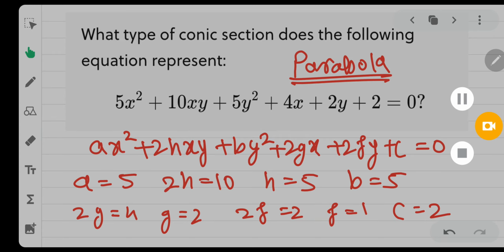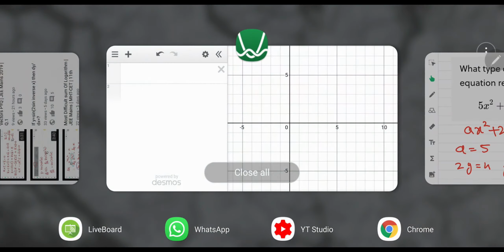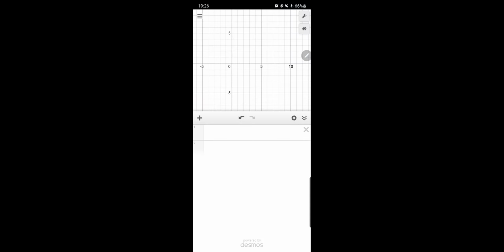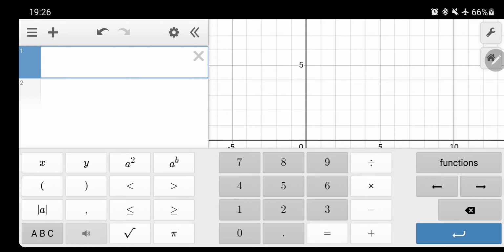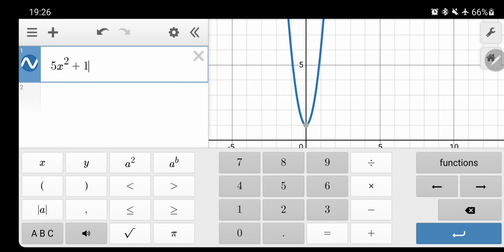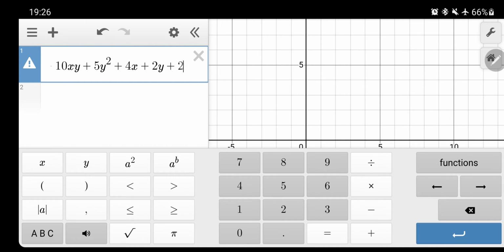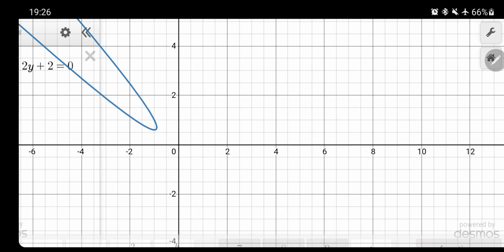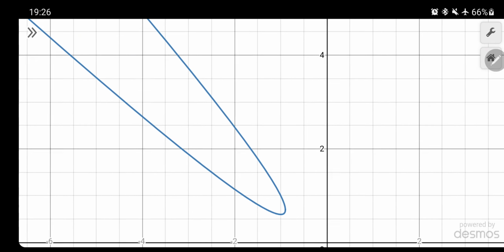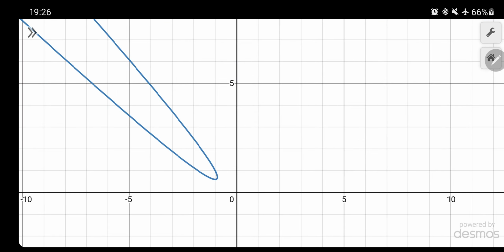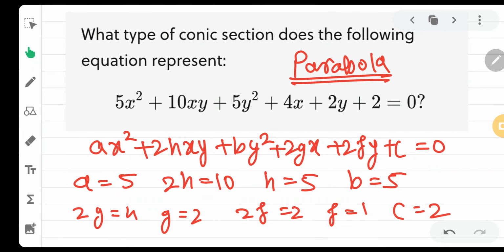Okay, let us graph this: 5, 10, 5, 4, 2, 2. Equals 0. Now as you can see, I have graphed the particular equation and you can see a parabola. See, this is an oblique parabola. That is why I told you, just by merely looking at this particular equation, you won't be able to guess that it is a parabola.